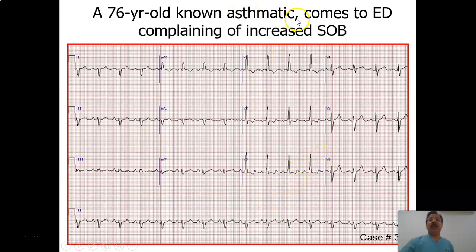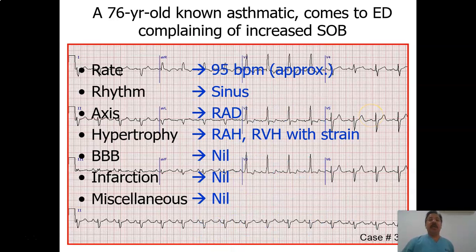The patient is asthmatic and has shortness of breath, so this is an ECG of diseases of the right side of the heart and diseases of the lungs. The findings in the ECG include a rate of 95 beats per minute and sinus rhythm, so this is normal sinus rhythm. There is right axis deviation, right atrial hypertrophy, and right ventricular hypertrophy with strain pattern. No bundle branch block, no infarction, and nothing significant in the miscellaneous findings.